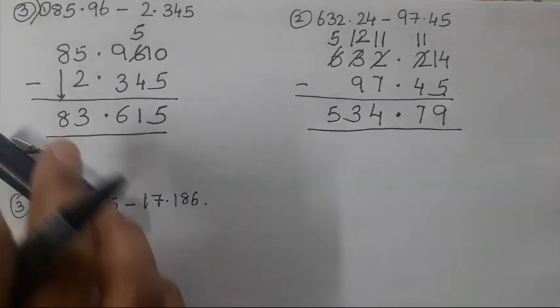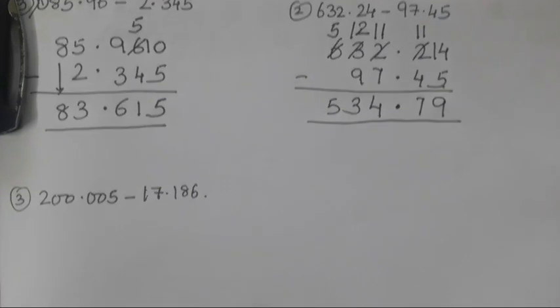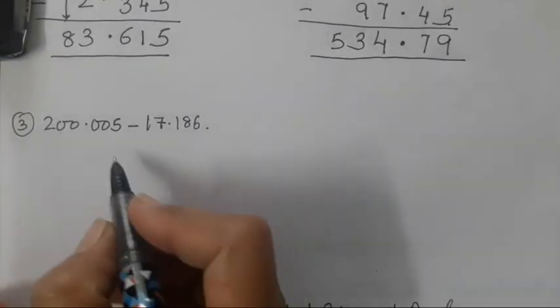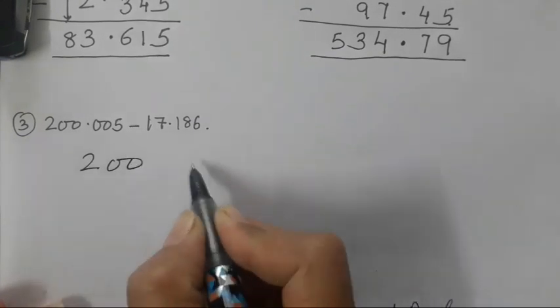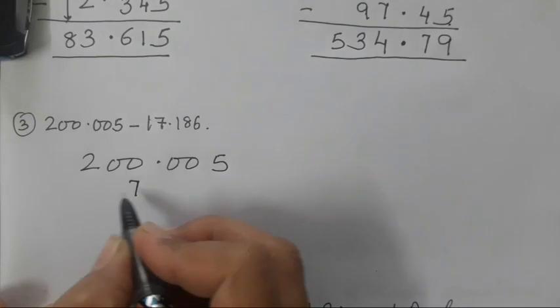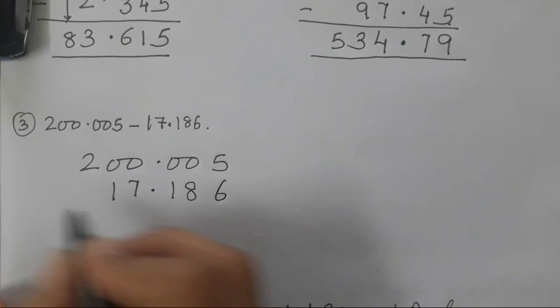Okay, so why I am showing this subtraction in detail, children? Because many of you all were not able to subtract it and your sum was getting wrong. So the next number is 200.005. Ulta you all have to write. So 7, 1, decimal point, 1, 8 and 6.